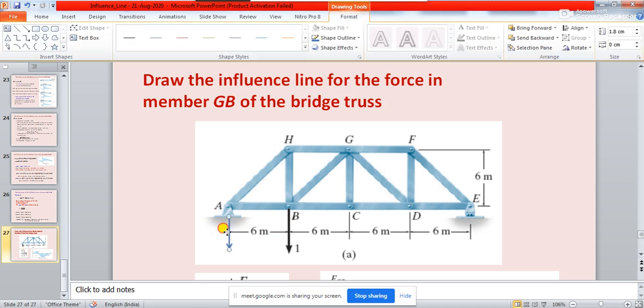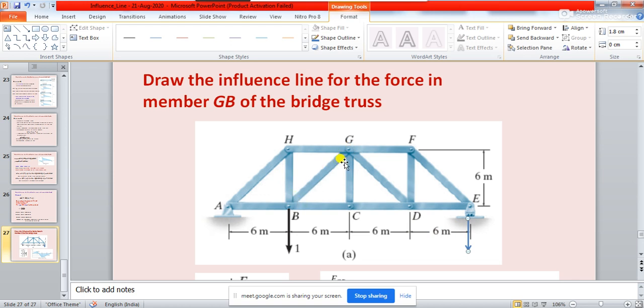You place the load here, and when you place the load at this position, you find out the axial force coming in GB. Then you come forward, place the load at B, and find the force in member GB. The next joint is C, you bring the load at C and find the axial force in GB. Then you move the load to D, and then to E, and each time find the axial force in GB.